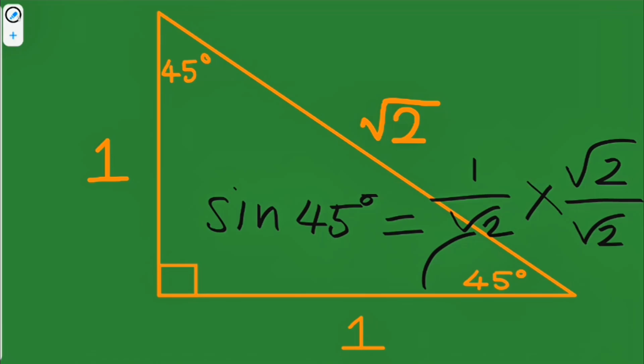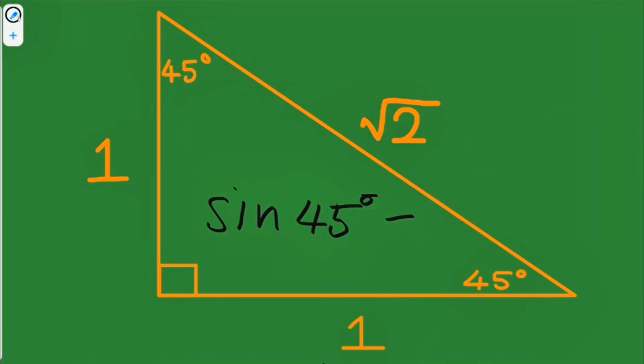rationalized. When you rationalize the denominator, you multiply by the denominator on top and also at the bottom. The main point is to make the denominator not have the square root. So square root of 2 multiplied by square root of 2 gives us square root of 4, and square root of 4 is 2. 1 multiplied by square root of 2 gives us square root of 2. Sine 45 degrees is equal to square root of 2 divided by 2. You can even determine sine 45 by using this angle right here.